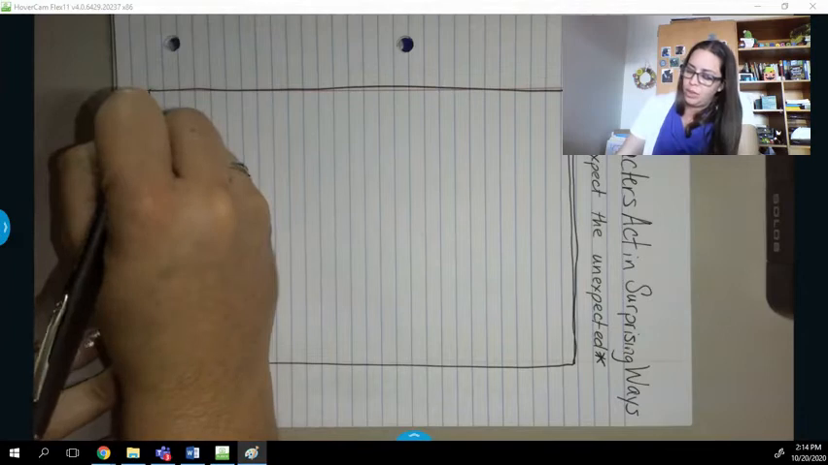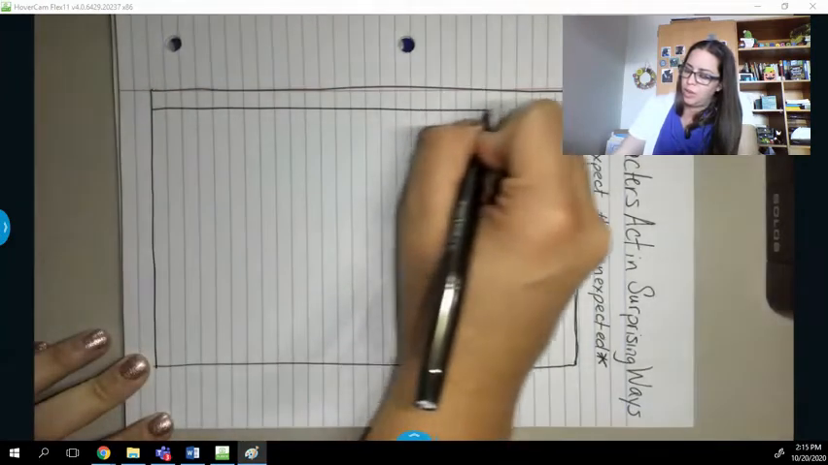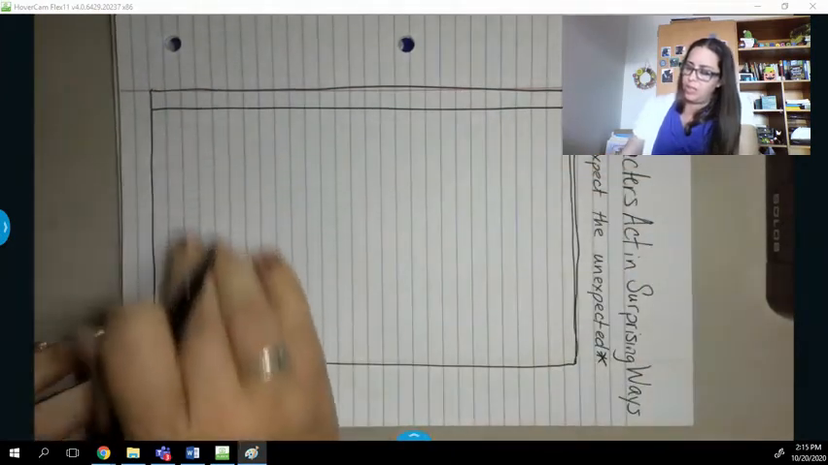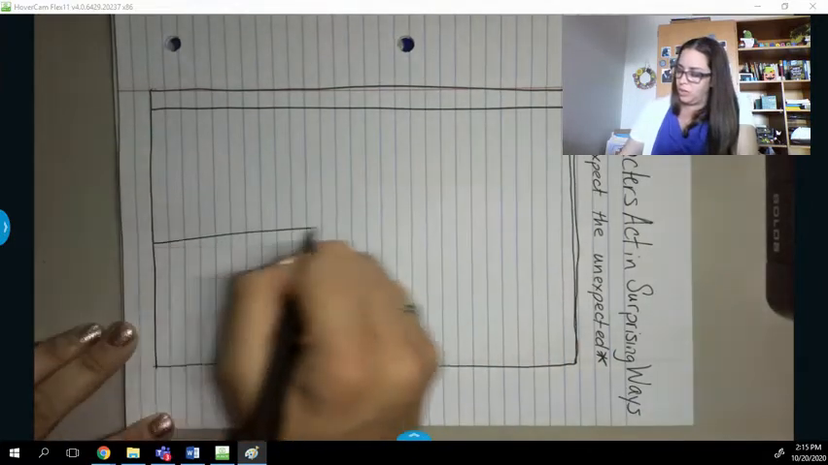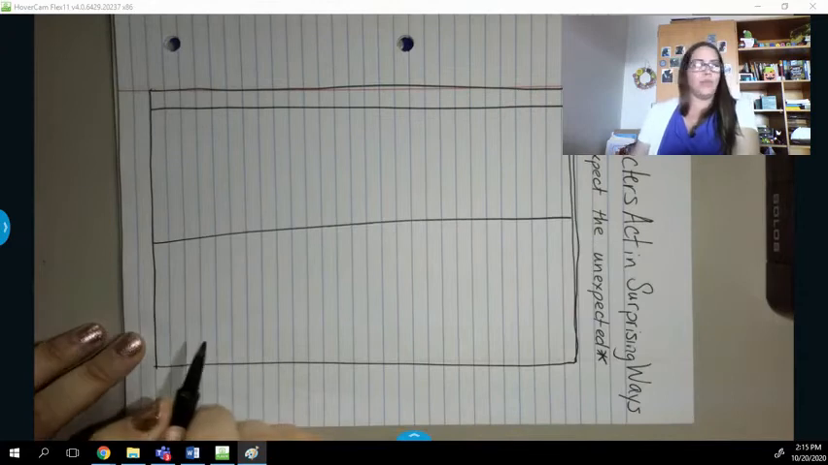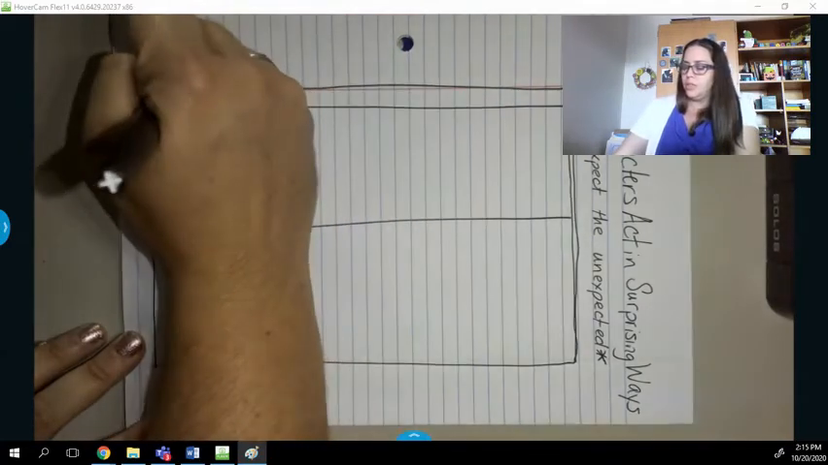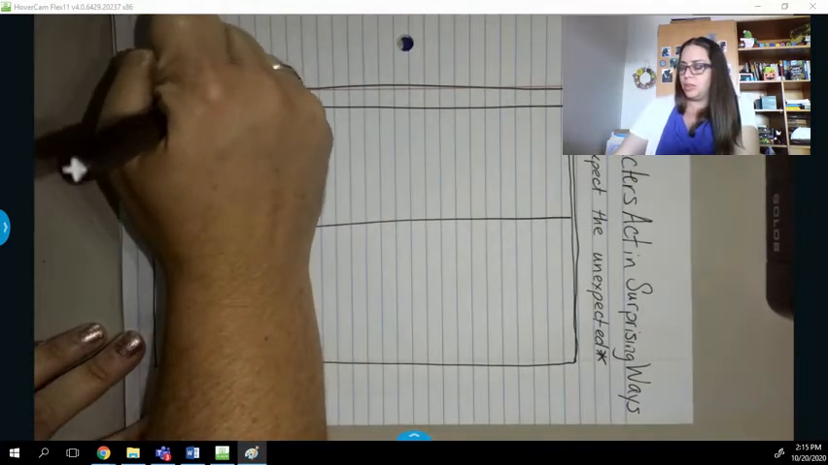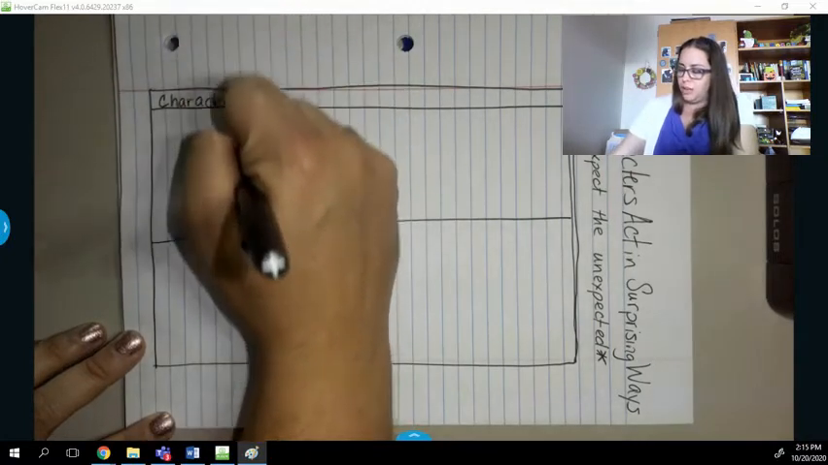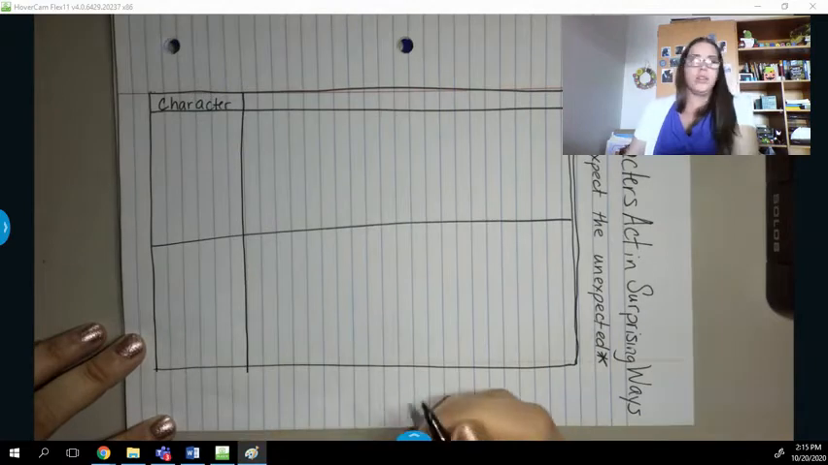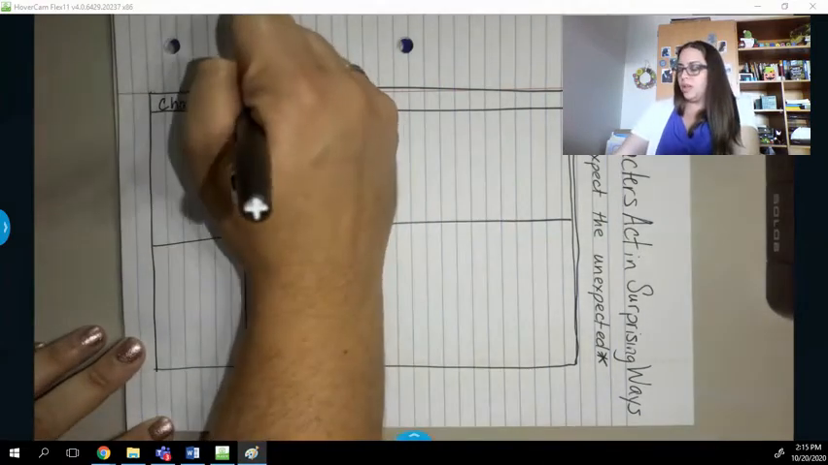Okay, so we're going to have our title row. It's going to be very, very thin. And then I'm going to take this giant rectangle right here, and I'm going to just basically cut it in half. So the first section is going to be the character. We need to know who we're talking about. I'm going to follow the blue line down. And then I want to know what they did.